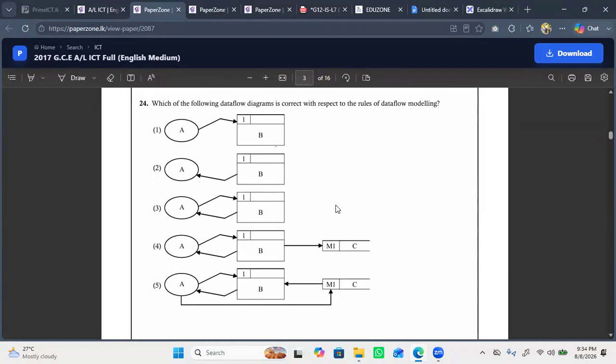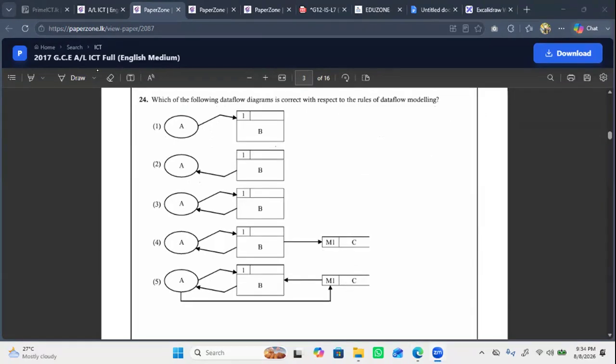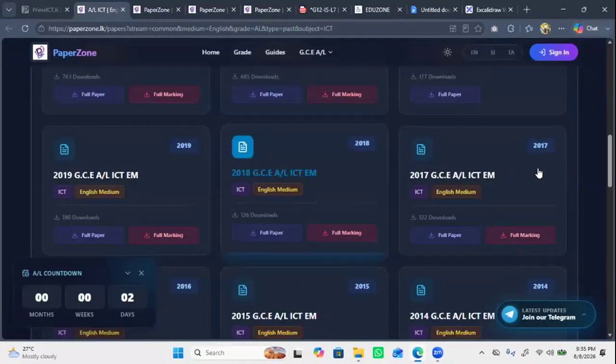Which of the following data flow diagrams is correct with respect to the rules of data flow modeling? What is the correct one? So tell me in the chat. Yes, a little bit confusing. Okay, I'll make it clear. First of all, tell me your answer. Two things cannot happen. Data should not flow from data store to data store. This is a bit hard one.